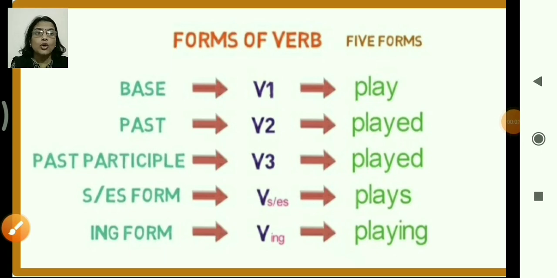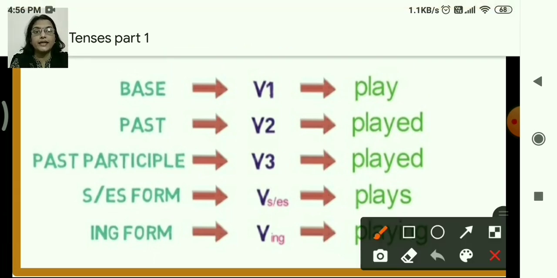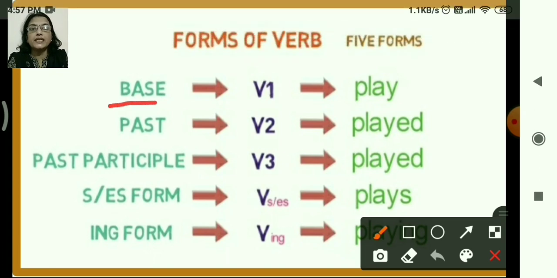So before we go ahead, you should also know the forms of verb. Okay, and there are 5 forms. So you will come across these words, so it is better that you know the meaning of these words. Okay, so here you can see in the first one, base is written. That is the base. So this base means what?